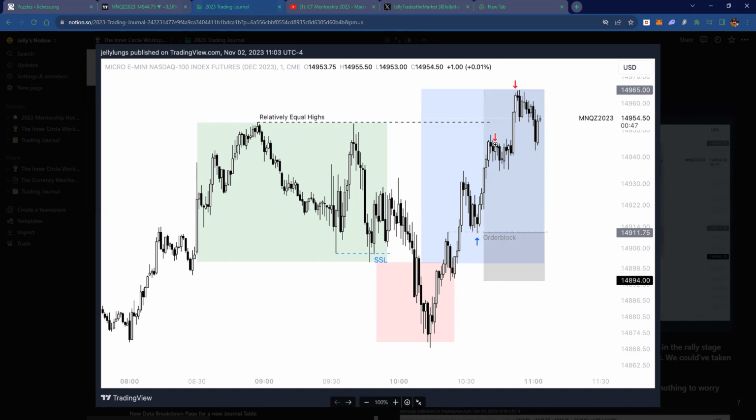I took my first partial here because in reality, we could just drop. We have to preserve our money that we made, and there's nothing wrong with that, you know. And then I took my final partial right here.